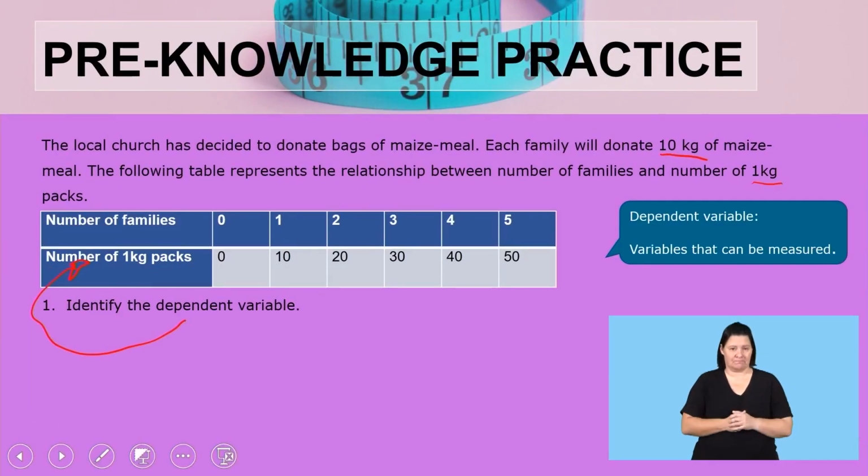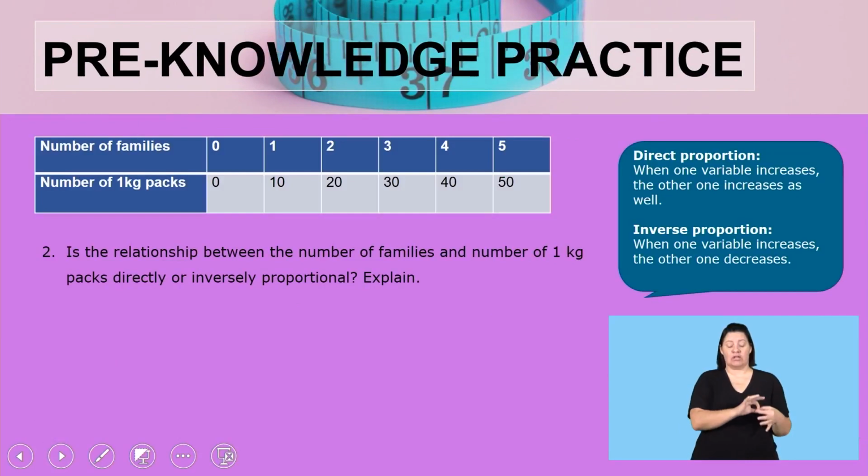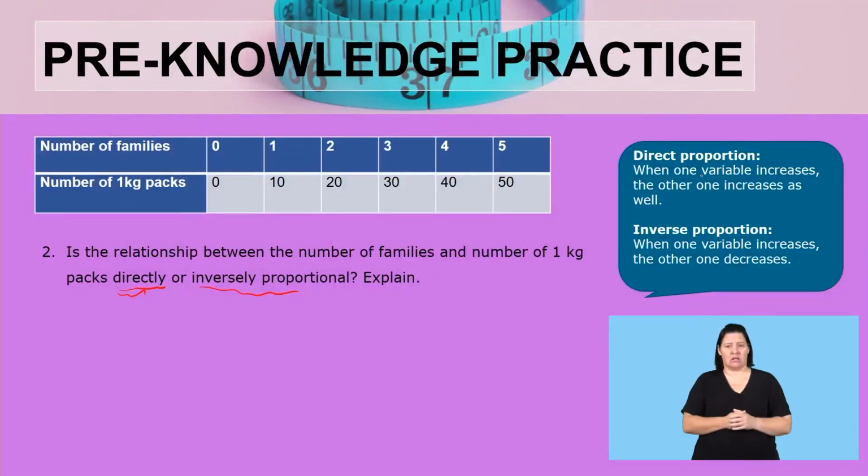So let us continue. The next question is, is the relationship between the number of families and number of 1 kilogram bags directly or inversely proportional? Explain. So how do we know if the relationship is directly proportional or inversely proportional? We say when it's directly proportional, it's when both variables are increasing or both variables are decreasing. And when it's inversely proportional, it's when one variable increases, the other one decreases. So let us have a look at this pattern.